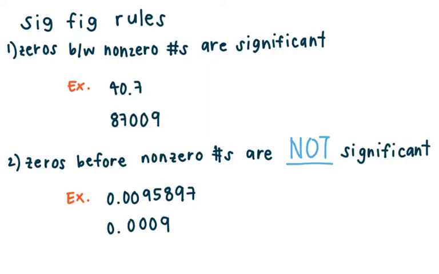Zeros between non-zero numbers are significant. So let's look at some examples. 40.7 has a total of 3 sig figs. So the 4 is significant, the 0 is significant, and the 7 is significant. Our next example is 87,009. So we have 1, 2, 3, 4, 5 sig figs.